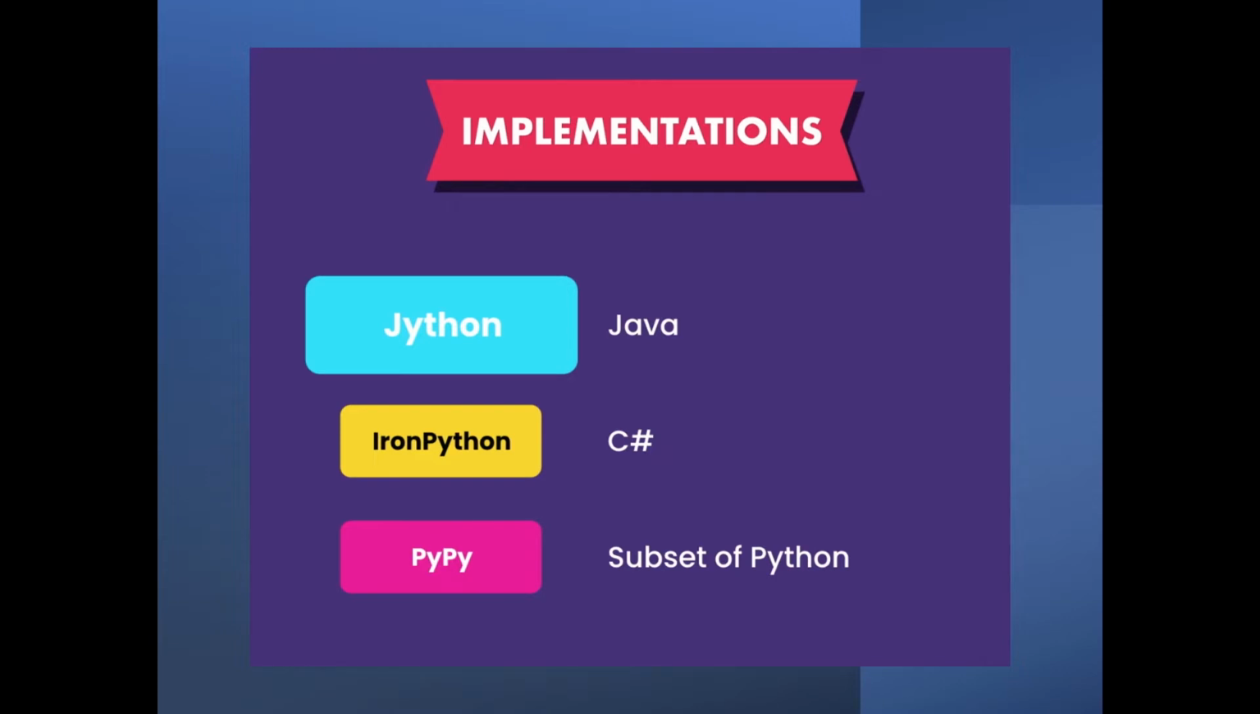The reason that there are different implementations is because the implementation of a specific program allows you to use that program's code. For example, JPython allows you to use some Java code in a Python program. Okay, so now what about CPython?